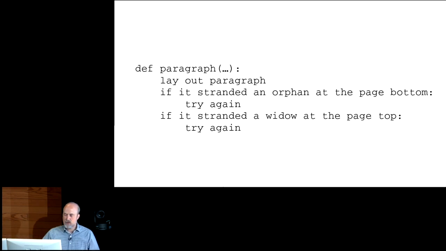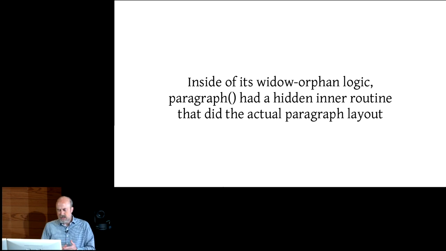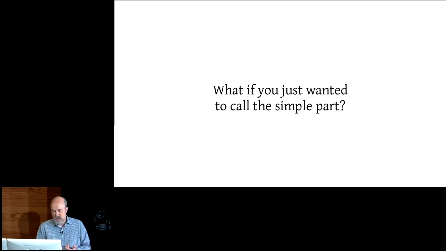If it stranded an orphan at the page bottom, it had to go back and try all over again, lay itself out. If it then stranded a widow at the top of the next page, it had to try again. Inside of this if-else widow-orphan logic, paragraph had a hidden, simpler inner routine called repeatedly that did the actual paragraph layout, but you couldn't get to it. It was down at the bottom of all these ifs and elses.